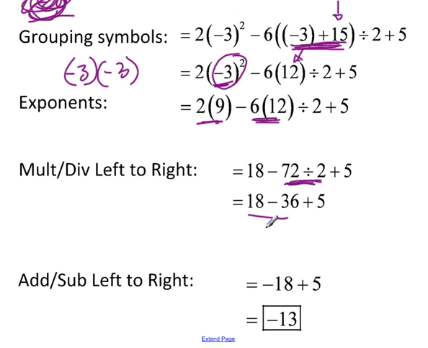Subtracted here first. That 18 tricked me. 18 minus 36 is negative 18 plus our 5 makes negative 13. So that's just kind of working through that stuff.